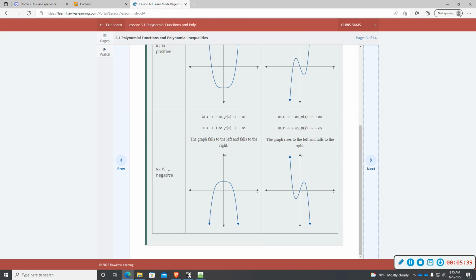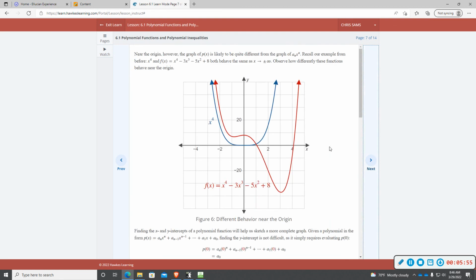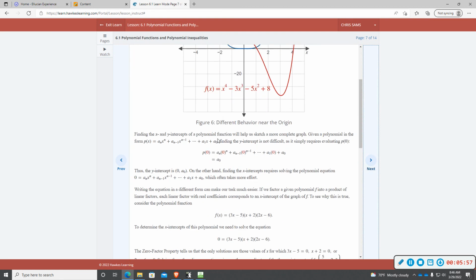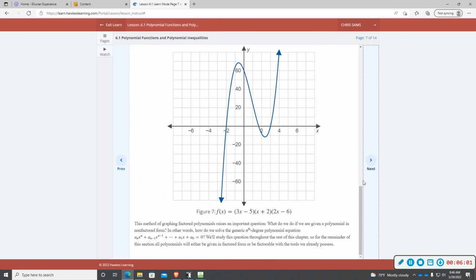And then you have the same scenario when the leading term is negative. They go down and the directions change. So negative goes to positive and positive goes to negative. But when it's even, both ends either go negative or both ends go positive. So here's some more examples. And again, I'll do all of these with you in class and explain those.